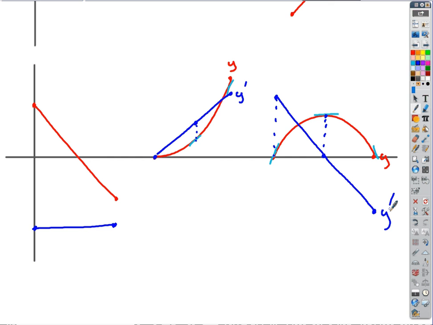These are just random mathematical graphs, but let's change these around. Let's say here that y represents position, and what did you tell me yesterday the derivative of, or the rate of change of position defines what function?